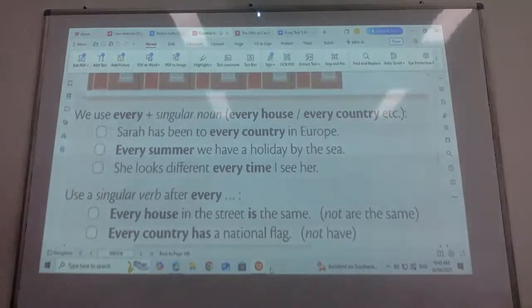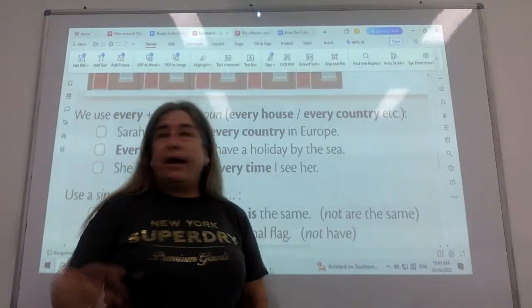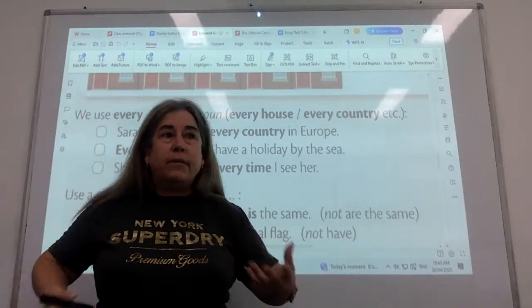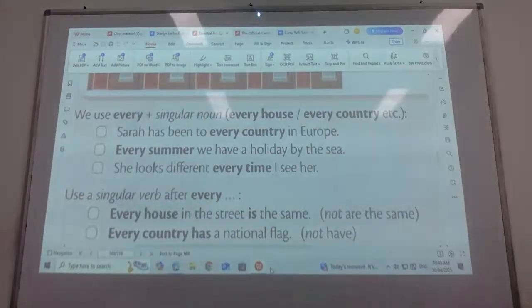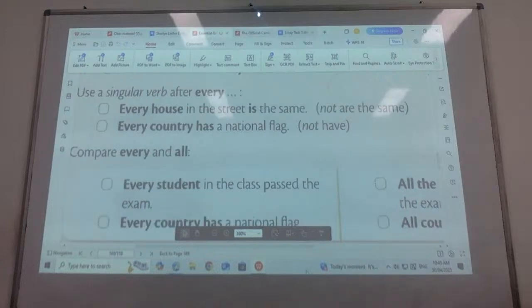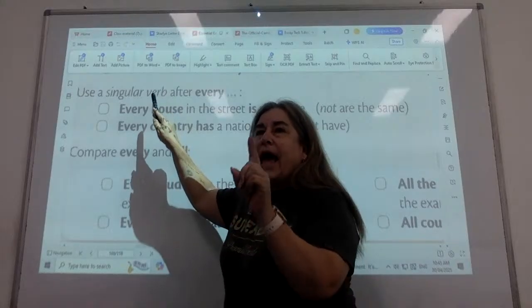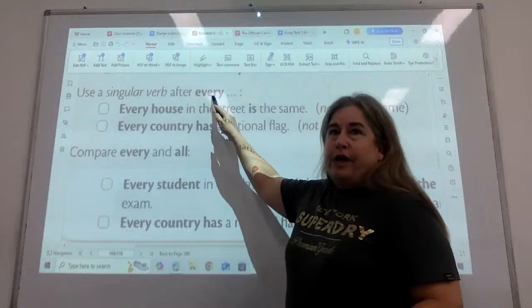Continue, Danny. She looks different every time I see her. Yes, she looks different every time I see her. Maybe because of the clothes, maybe because of the hair, maybe because of the makeup. It can be different things. Okay, good. Thanks, Danny. And it says, use a singular verb, a singular action. The verb is the action after every.